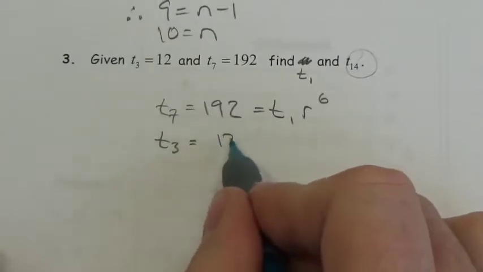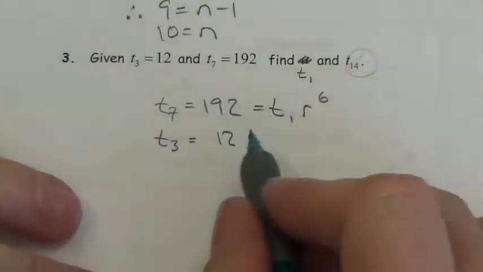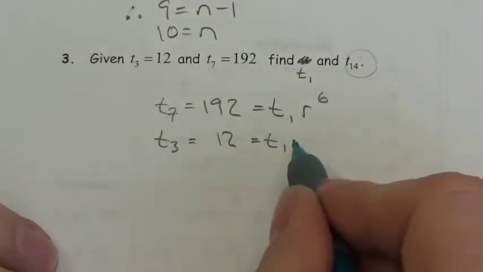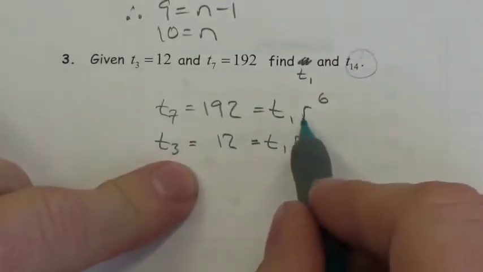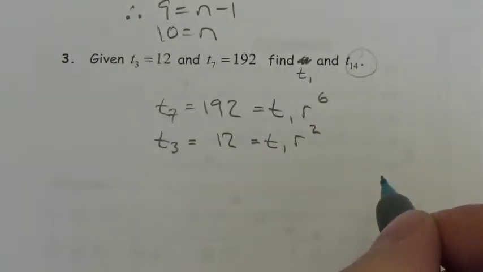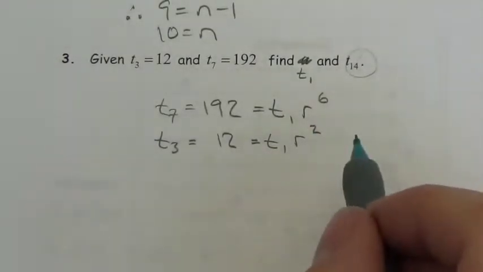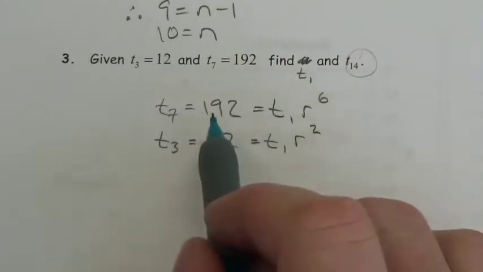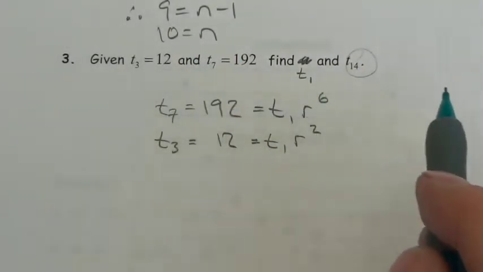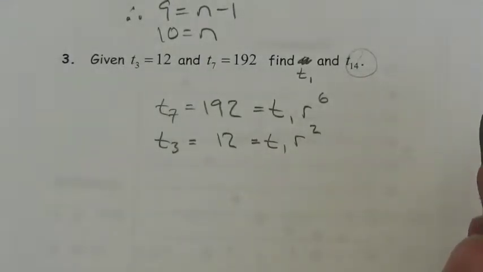And I knew that that was 12. And I also know that the formula that I would use for that would be T1, the first term, multiplied by the common ratio. This would be to the 3 minus 1, or to the 2. Now, at first, it doesn't look like there's a lot of information. And you might wonder why I put that T7 on top here. But you're going to see in just a second why I chose to do that. There is method in my madness here.